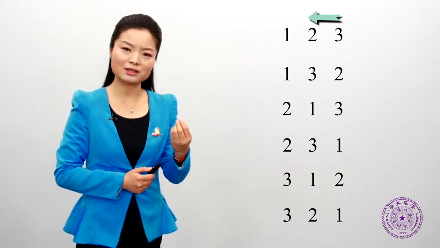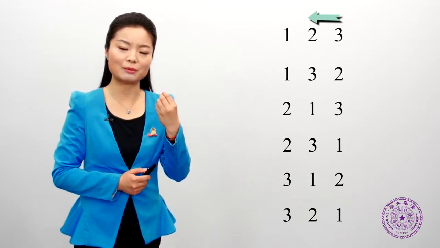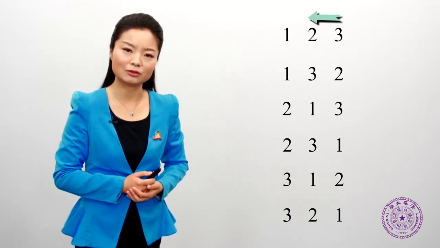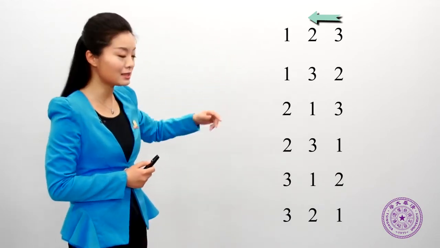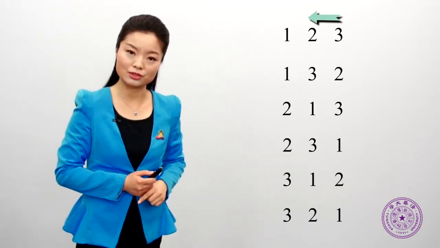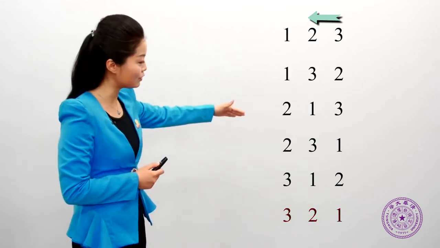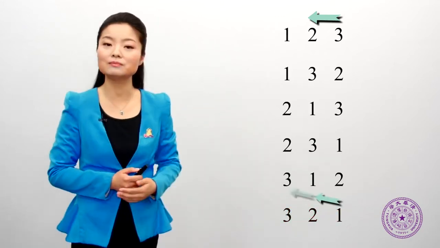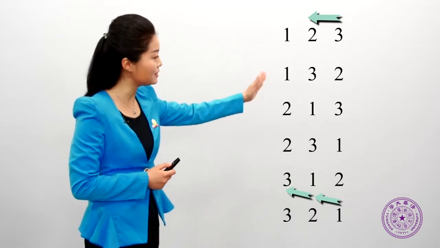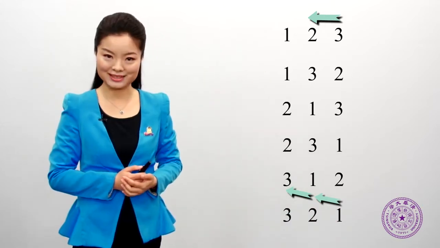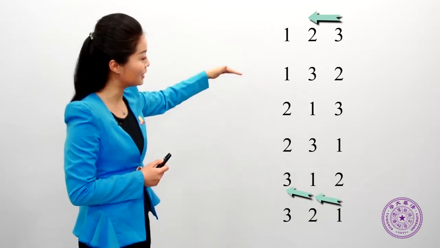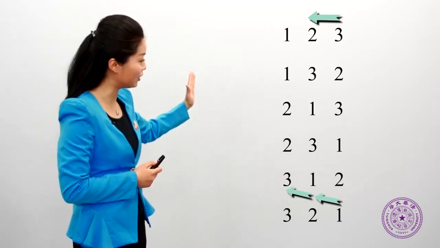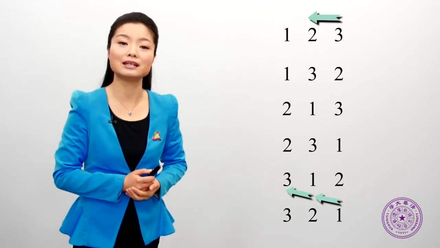So in what situation would the suffix be the largest? Let's analyze carefully. For example, increase 1, 2, 3 one step at a time until the last sequence. We find that the last permutation is actually 3, 2, 1. So if we scan from right to left, we find that the numbers are sorted ascending from right to left. So the suffix couldn't be increased anymore.